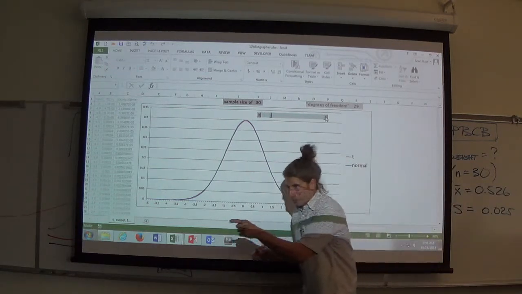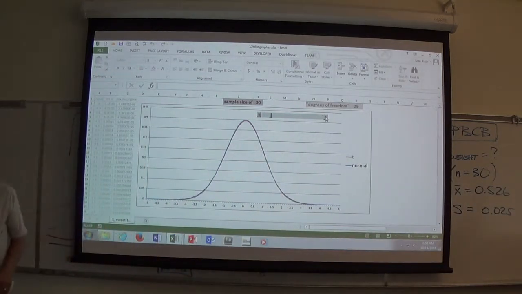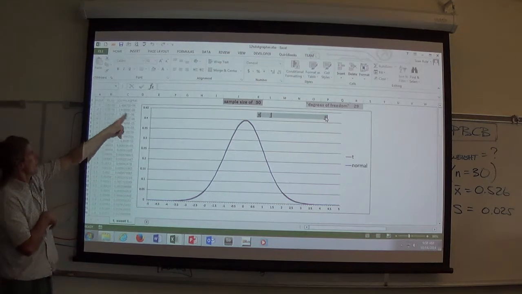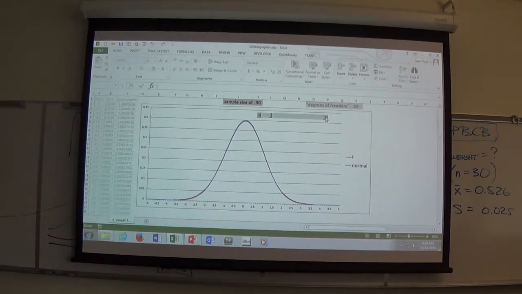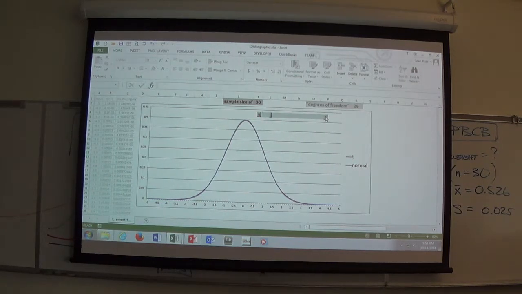Not really. Good. There is a difference. Of course there's a difference. You can look at this, and there is a difference there. There for sure is. But it's so close that it's almost negligible.